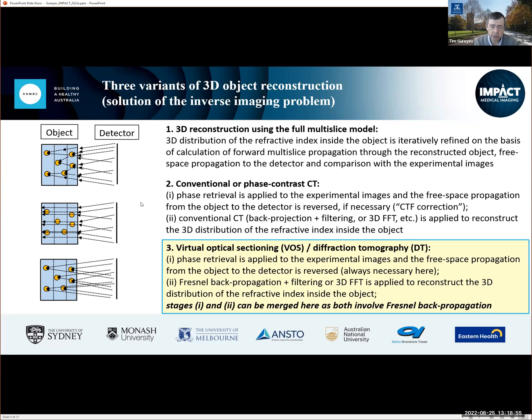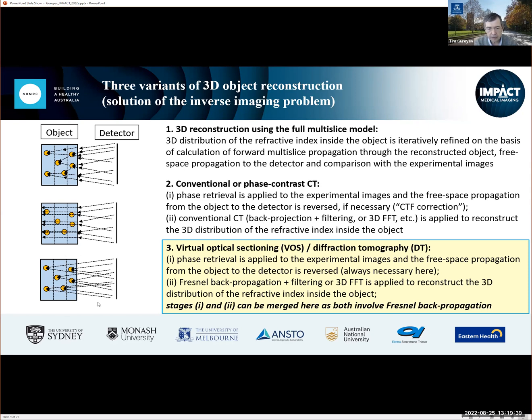In the projection approximation model that we currently use, we first apply, I will be using this slang TIE home because I don't want to repeat the words homogeneous transport of intensity equation every time, so please excuse my language. We use this TIE home phase retrieval for each image, which allows us to effectively backpropagate the image from the detector to the exit plane of the sample. And then we use the conventional computed tomography, filtered back projection approach to reconstruct the distribution of the refractive index based on the projection approximation.